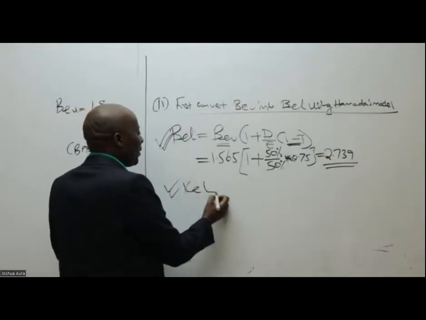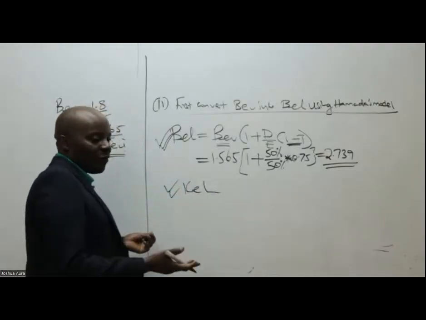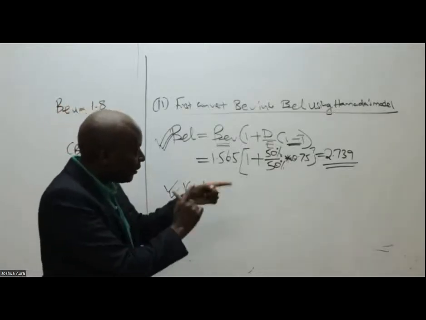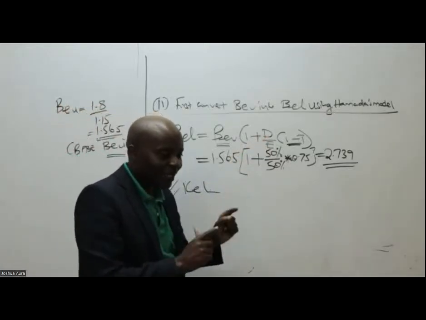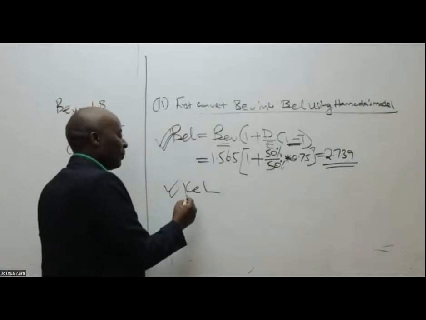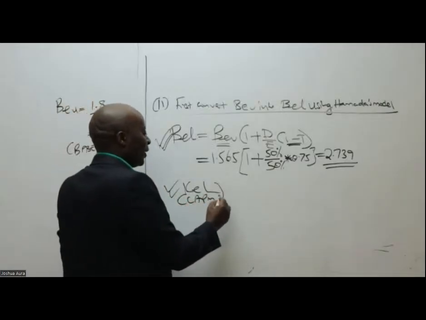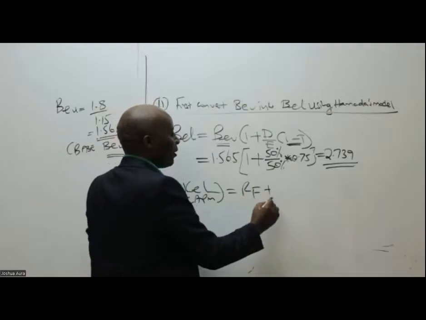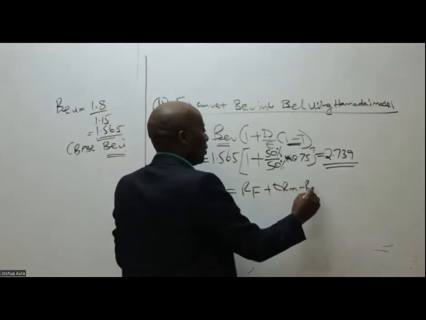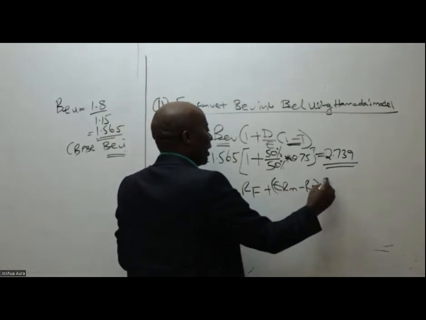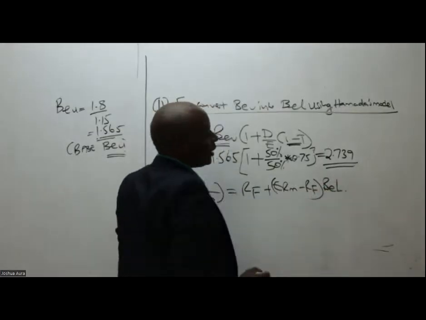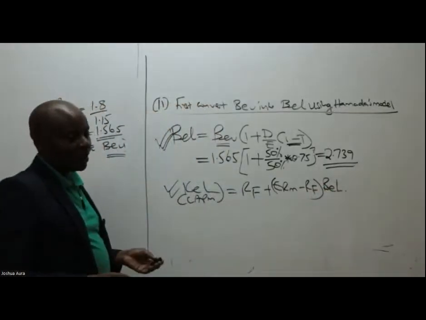Cost of equity this time around will be the cost of equity of a levered firm, because now the firm has 50% debt. So it's Ke using CAPM. Using CAPM, this will be equal to risk-free plus (ERM minus risk-free) multiplied by beta equity of a levered organization. This now is levered.